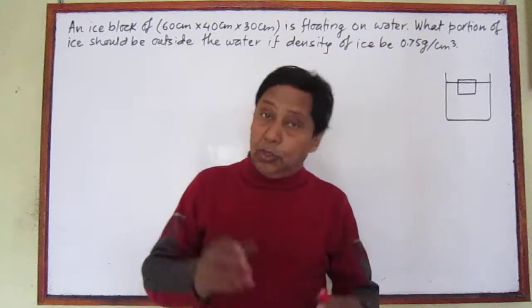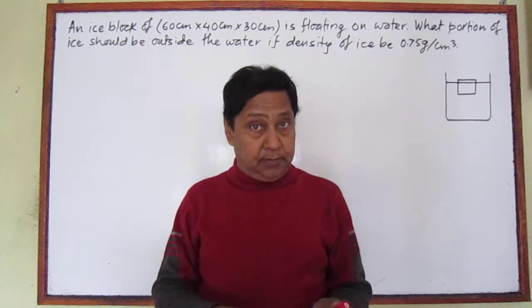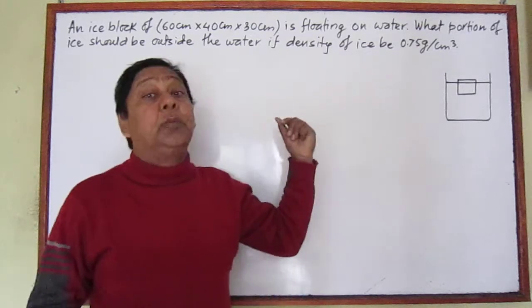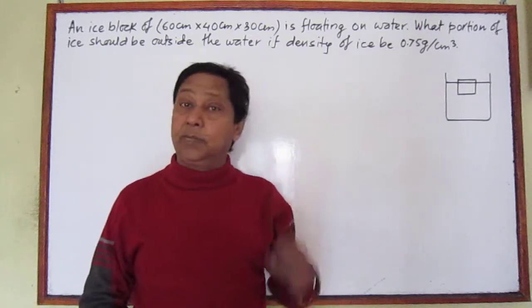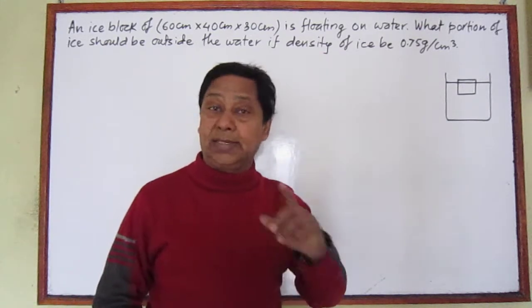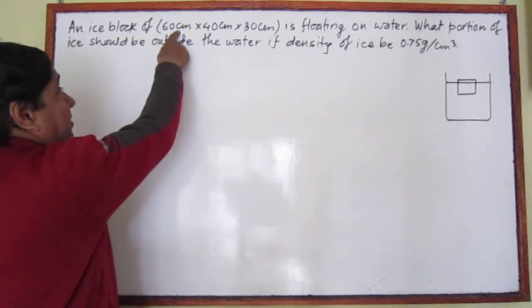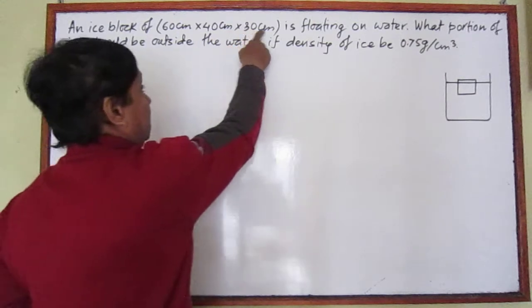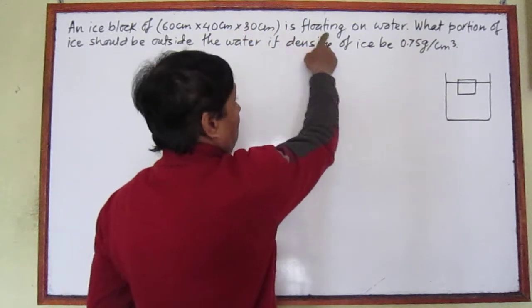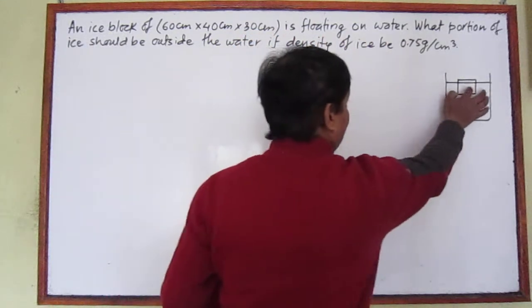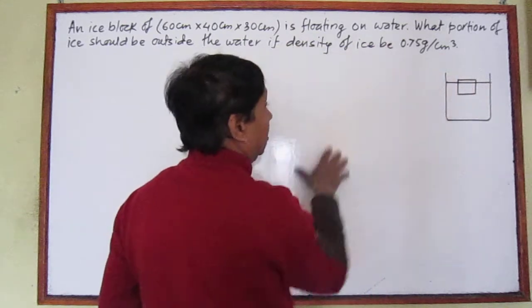I'm going to solve a numerical problem related to pressure, and I have taken one of the numerical problems of the SLC board of Nepal of class 10. Look at this. An ice block of this length, breadth and height is taken. It is floating on water, like this.